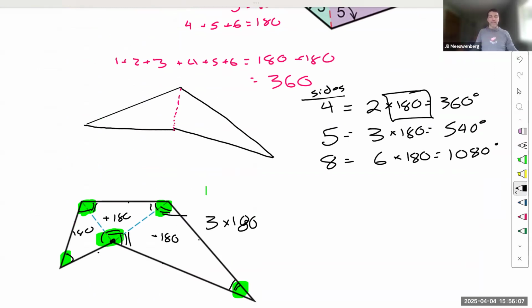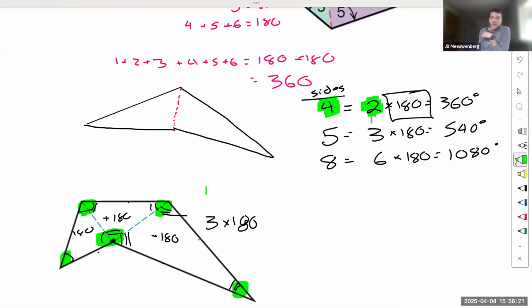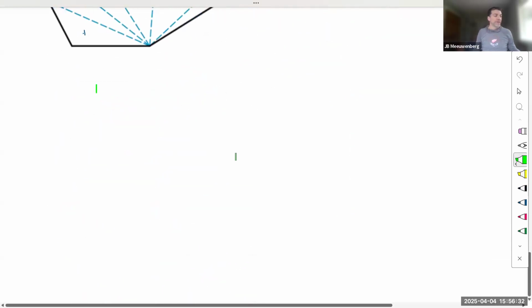So maybe you're starting to notice a pattern here, a relationship between the number of sides that our polygon has and the number of triangles it can be subdivided into, and thus the number of total degrees it has. So what we're going to do is start to generalize this. Maybe you can already do it. So here is a little chart.